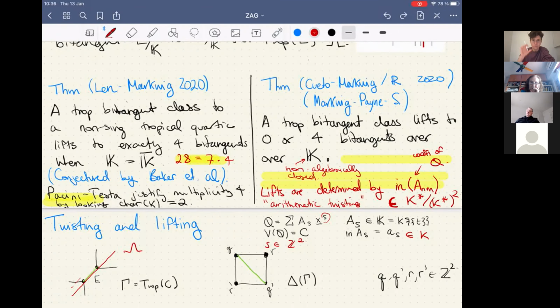And we can determine whether this tangency, a bitangent with this one connected component, this piece, would lift over K by looking at the so-called twisting property of just the curve itself along the edge E. So what is this twisting?